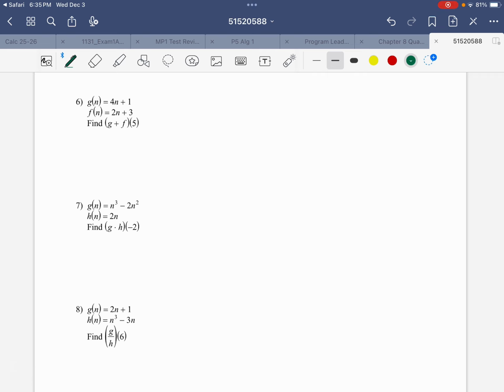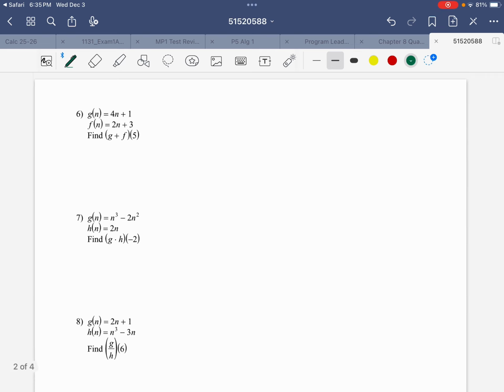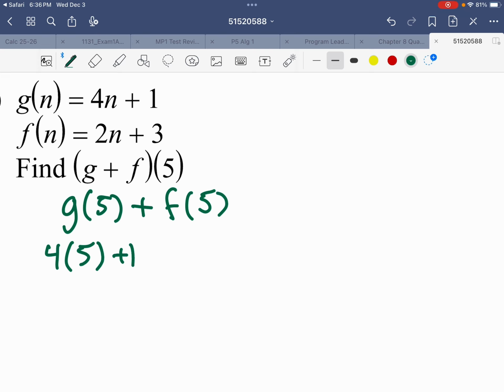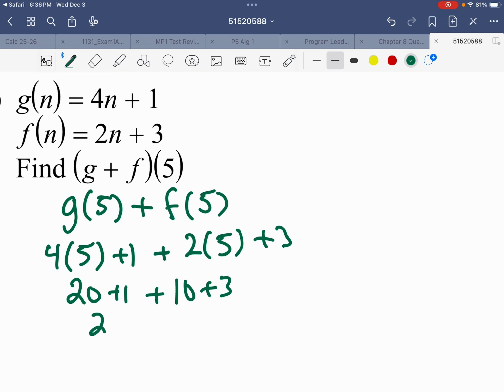In 6 and 7 and 8, I don't know if it was in 9 as well, these are different. At this point, I'm inputting a value. So when they say g plus f of 5, this is like g of 5 plus f of 5. G of 5 is going to be 4 times 5 plus 1, and I'm adding 2 times 5 plus 3. So 20 plus 1 plus 10 plus 3. I think of this like the 21 plus 13 to get 34.